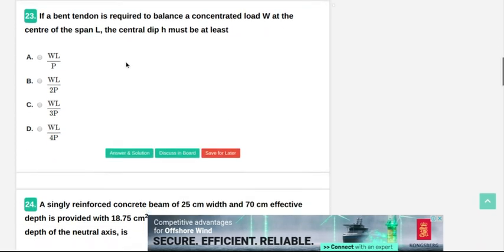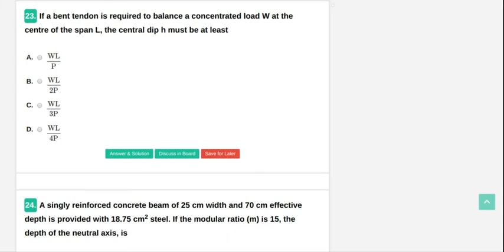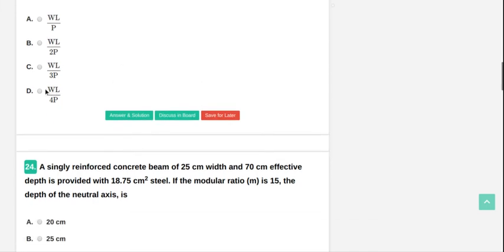If a bent tendon is required to balance a concentrated point load W at the center, the dip must be at least, for two loads WL by 3P, for a single load WL by 3P divided by 2, WL by 6P. Here it is only WL by 4P.